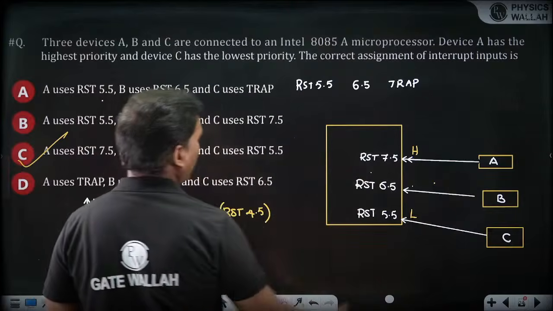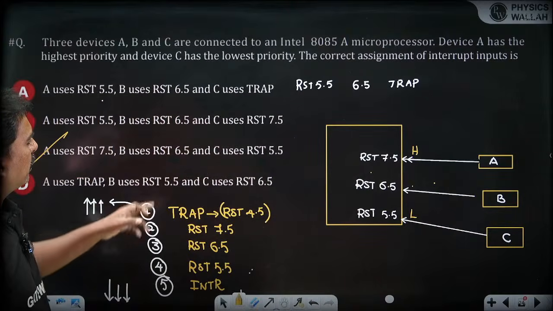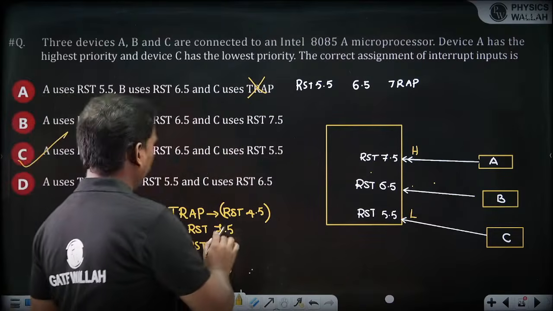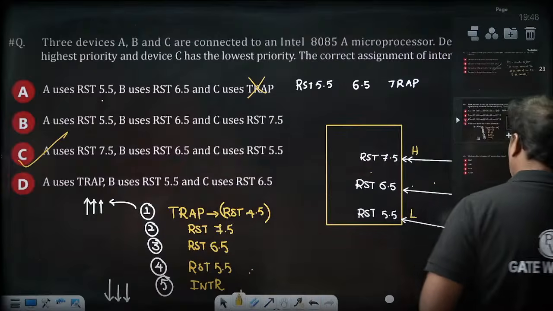7.5 will be the highest, 6.5. Why? Because I thought trap, but trap is confusing here. So this is not matching for the others. Okay, sure. Very good question. Let us move to the next.